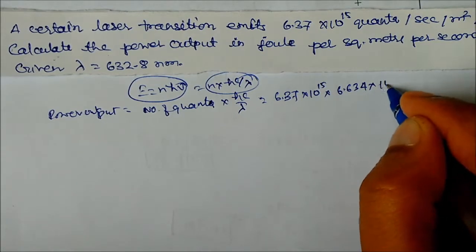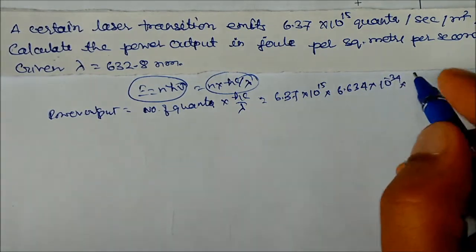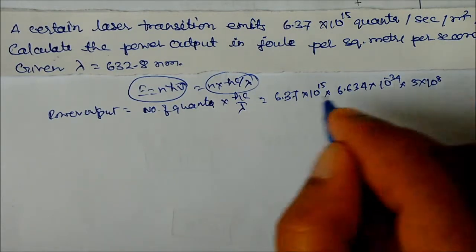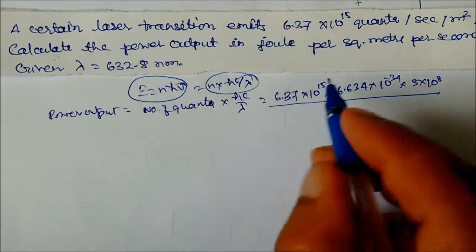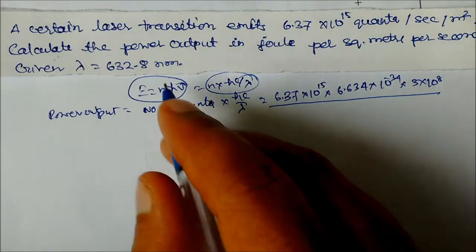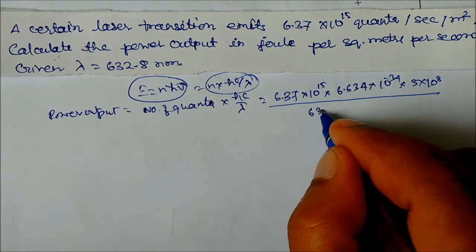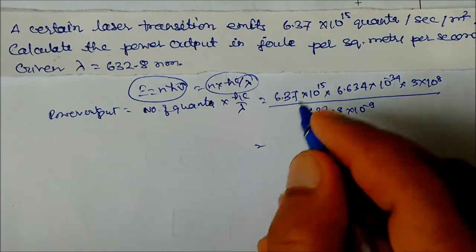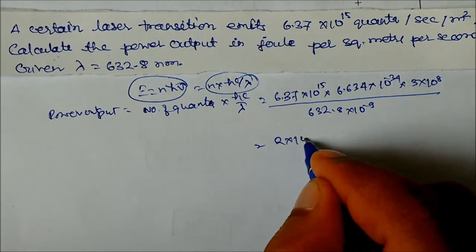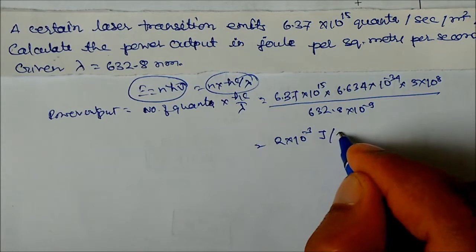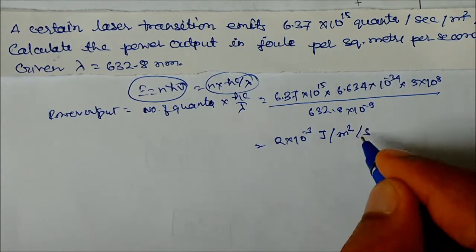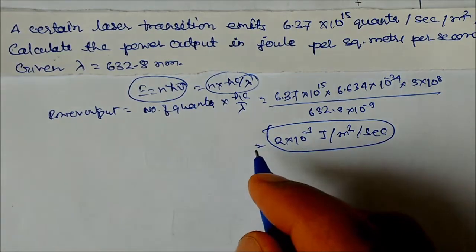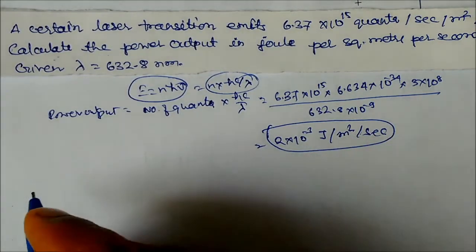And h is 6.34 into 10 to the power minus 34, multiplied by c, the speed of light, divided by the wavelength of the light, that is 632.8 into 10 power minus 9. So we will get the answer. If you solve it, you will get the answer 2 into 10 to the power minus 3 joule per meter square per second. So this is our answer, the power output in joule per square meter per second.